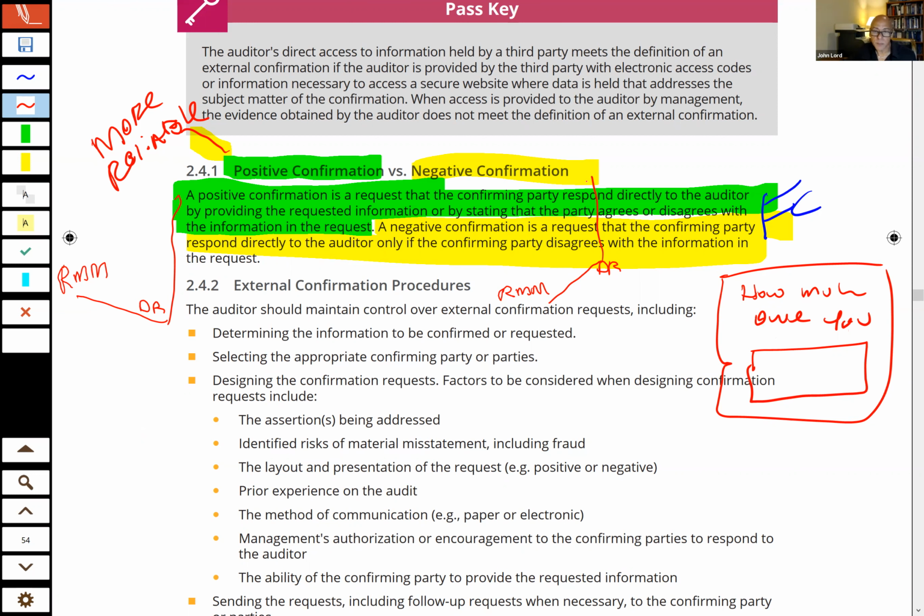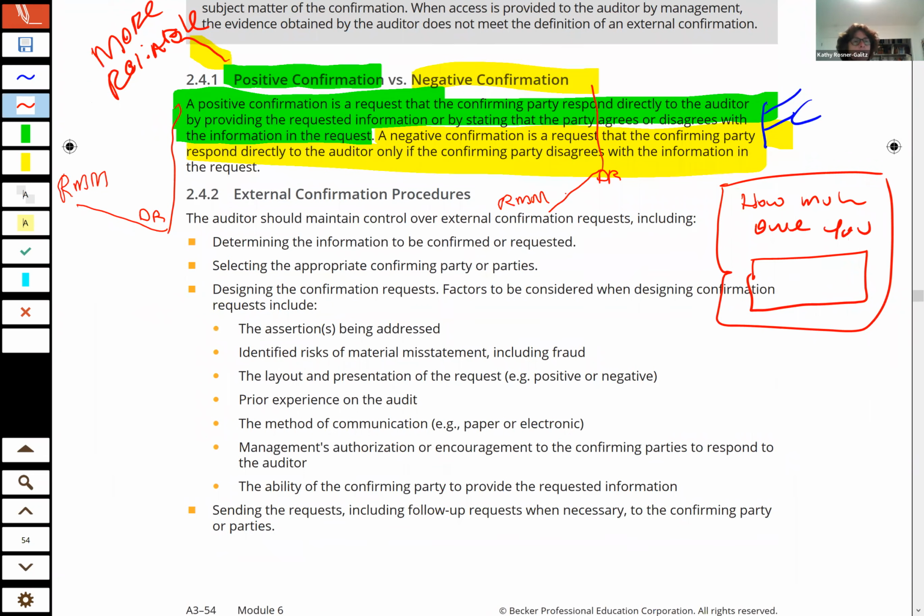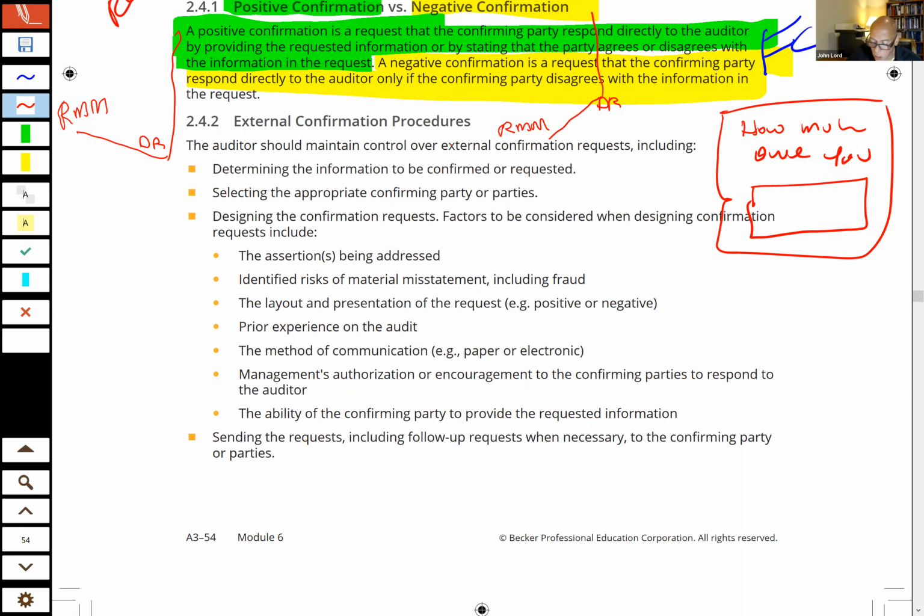Okay, question on negative confirmations. How do you tell the difference between a non-response because they just blew you off and threw it in the trash and a non-response because they agree with you? You don't. That's why it's less reliable. Oh, okay. But if you have a lower risk of material misstatement, then your detection risk can be higher and you can go to a negative confirmation. Okay, good.